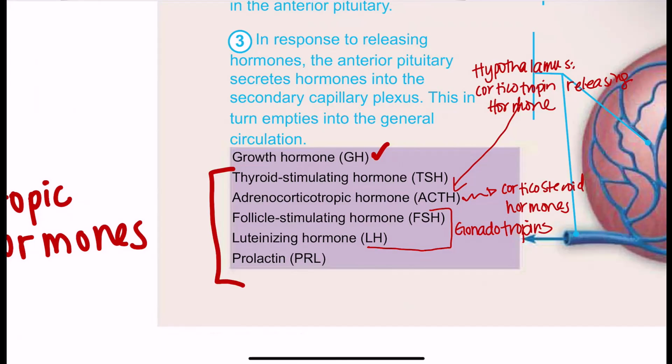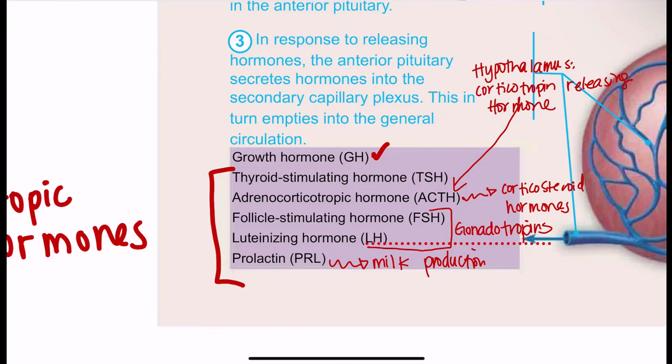Okay, and then lastly is prolactin, or PRL. Prolactin stimulates milk production, and this is for breastfeeding. And prolactin is usually prevented from being released by dopamine. So dopamine kind of shuts off the production of prolactin. But when dopamine falls, that leads to prolactin being released.